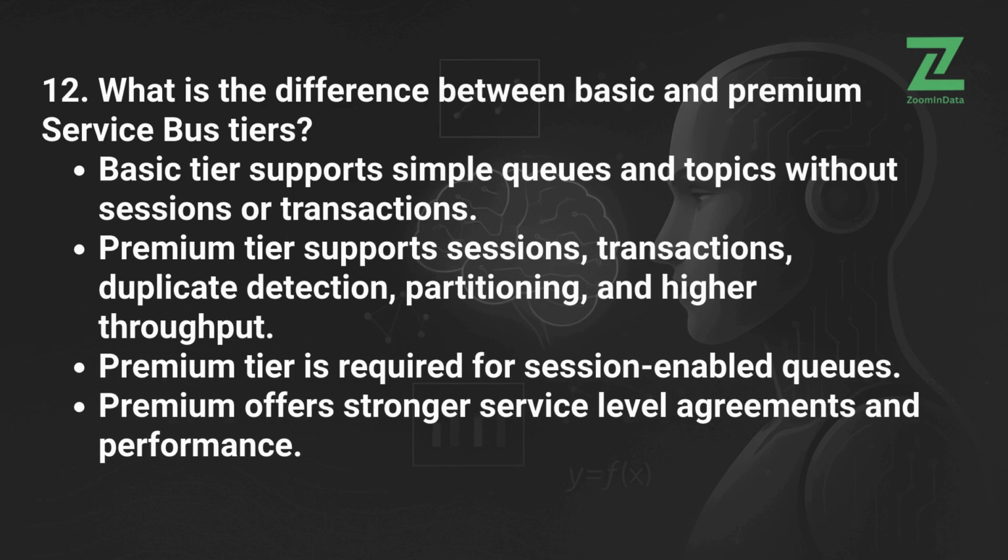12. What is the difference between basic and premium service bus tiers? Basic tier supports simple queues and topics without sessions or transactions. Premium tier supports sessions, transactions, duplicate detection, partitioning, and higher throughput. Premium tier is required for session-enabled queues. Premium offers stronger service-level agreements and performance.